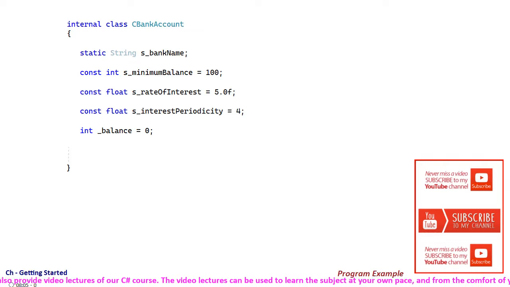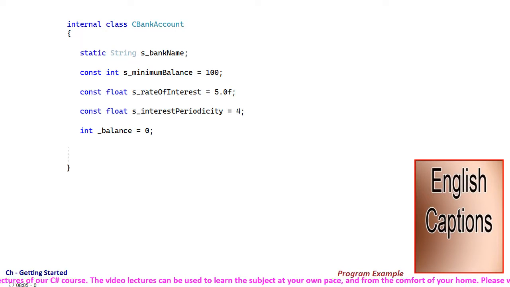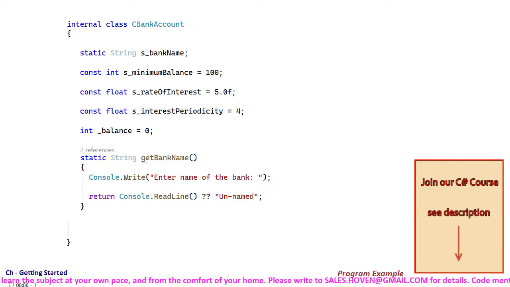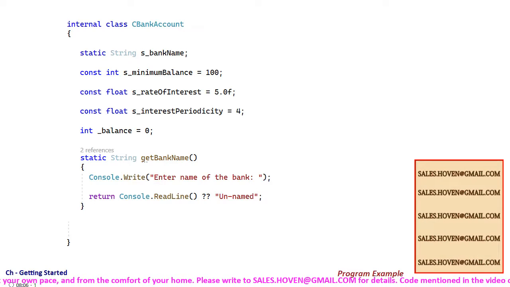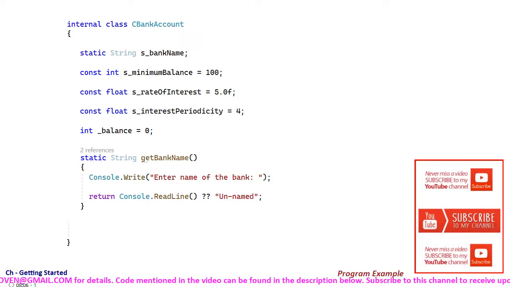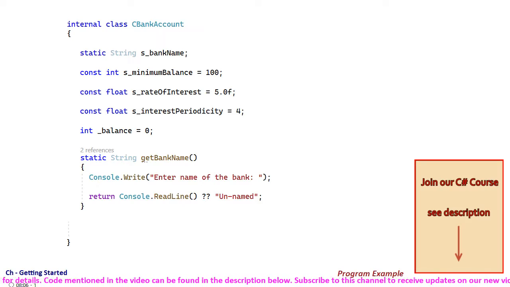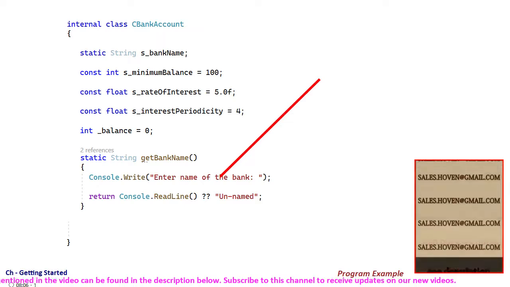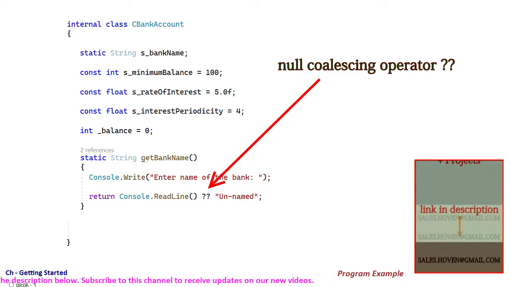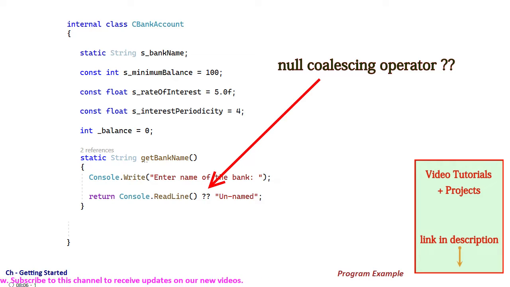Next we have to add a static constructor to set the name of the bank. The same code has to be repeated in the rename bank function also. So we can create a static function called getBankName to obtain the name from the user. The function uses Console.ReadLine to obtain the string entered by the user. The function Console.ReadLine can return null in some conditions. So we have used the null coalescing operator, 2 question marks, to return a default name if null is returned.